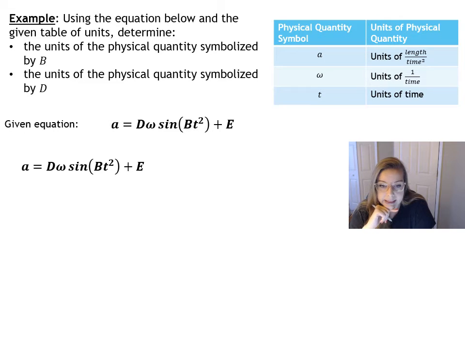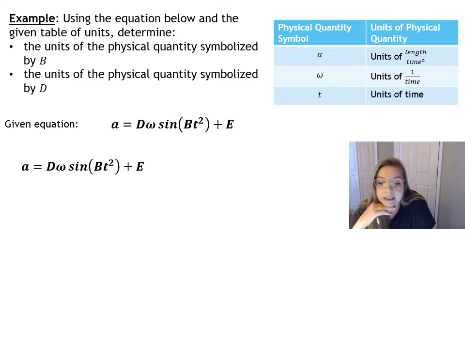So this is an example where we have been given an equation that relates a bunch of physical quantities. We also know the units of some of these physical quantities. So we know A, we know the little w, that's actually the Greek letter omega, and we know the units of t, that's time. So we have three physical quantities that we do know the units of, and we are asked to figure out the units of B and the units of D.